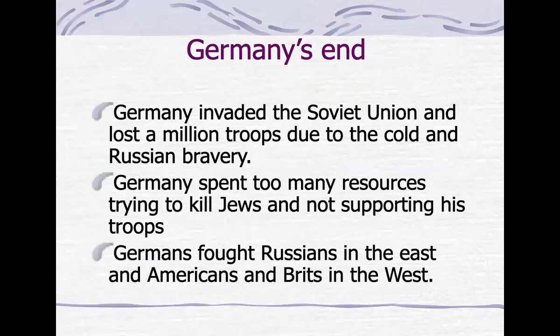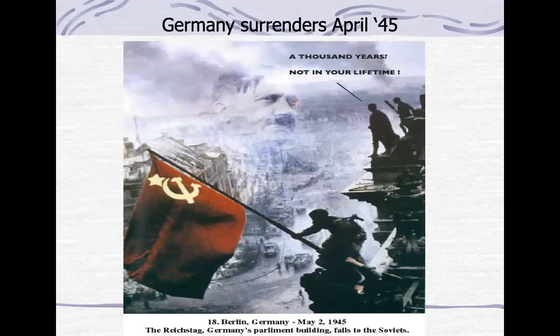So Germany's end. Germany invaded the Soviet Union and lost 1 million troops due to the cold and Russian bravery. Germany spent too many resources trying to kill the Jewish people and not supporting the troops. Germans fought Russians in the east and the Americans and the Brits in the west. Germany surrenders in April of 1945.